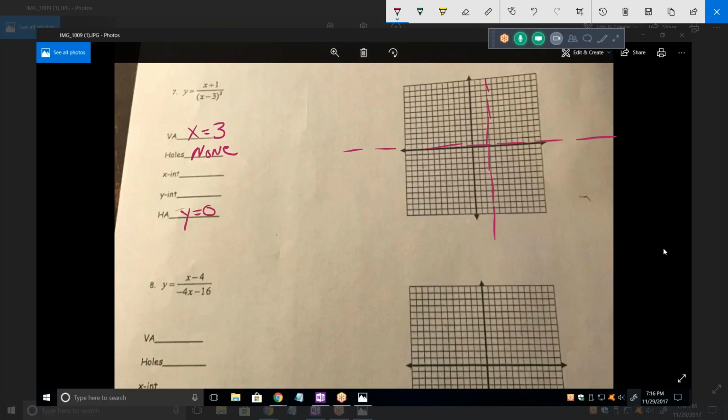X-intercepts. Would it just be -1? Uh-huh. So it's got to go through that point right there, which means it crosses the horizontal asymptote. Right. X-intercept is -1. It's where the numerator is equal to 0.